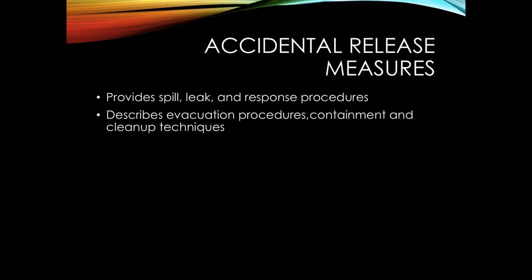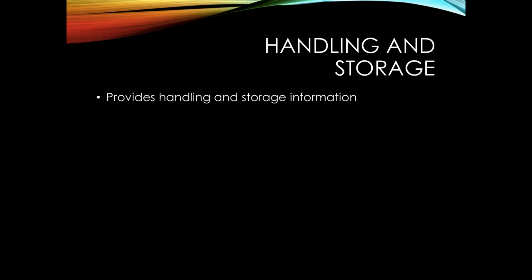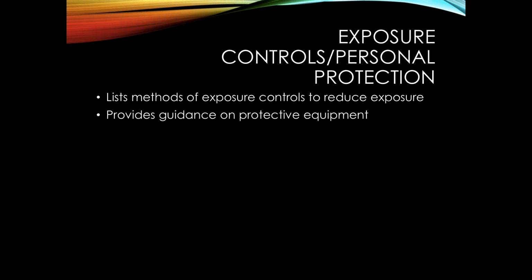Accidental release measures provide spill, leak, and response procedures initially, and then we look at our emergency response guidebook to go for the initial isolation and then long term, whether it be day or night. We'll talk about that later on. It also describes evacuation procedures, containment, and cleanup techniques. How to handle it. Exposure controls lists methods of exposure controls to reduce exposure and provides guidance on the protective equipment that you need.